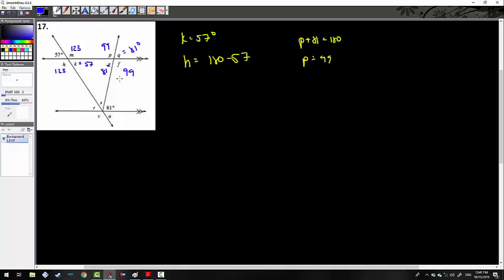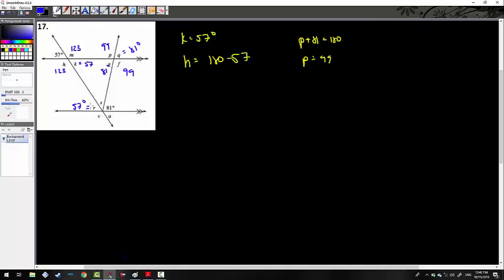Okay, so what else do we know so far? Well, I know that R must equal 57 degrees. How do I know? Well, you see how this K is 57 degrees, right? This R has to be 57 degrees because of alternate interior angles. All right, so make sure we keep that one in mind.